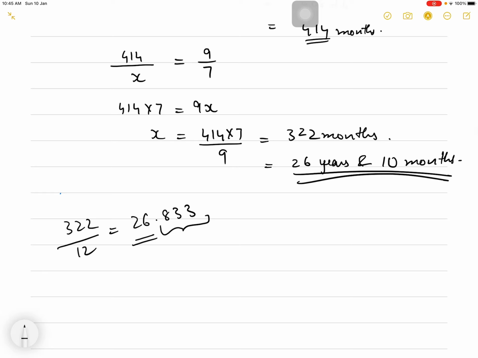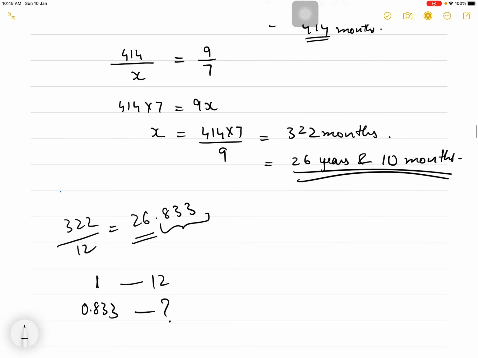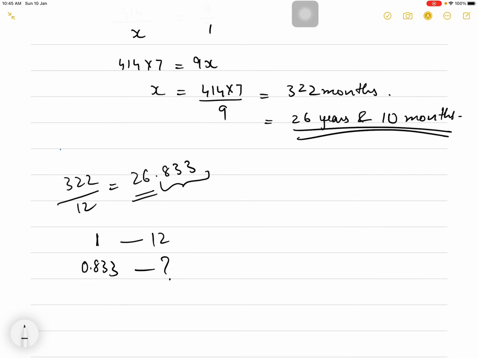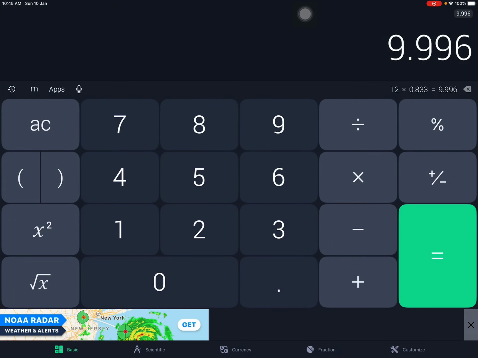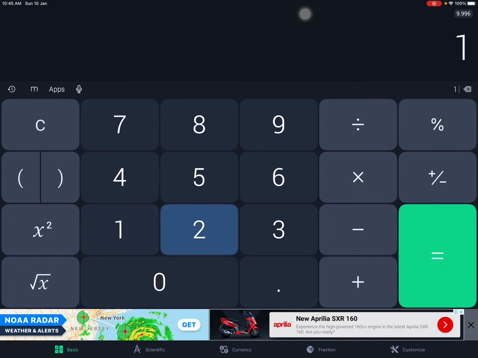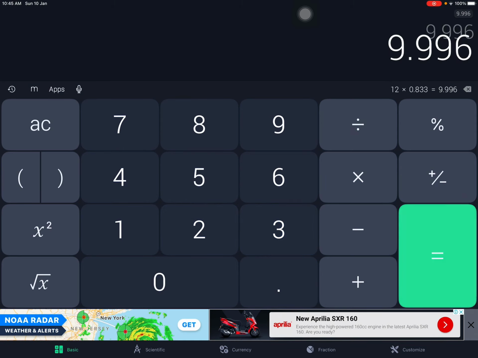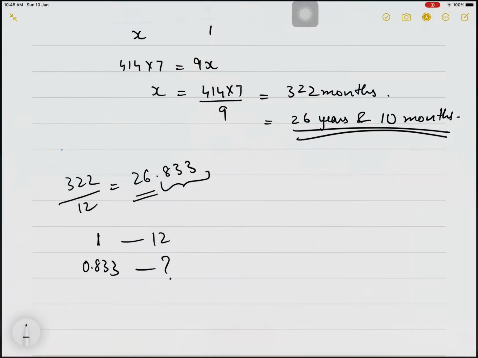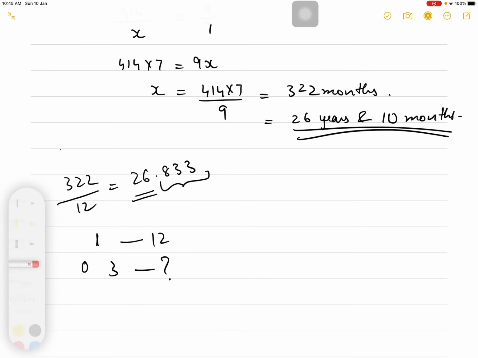0.833 is how many months, right? You have to find out that. So if 1 year is 12 months, 0.833 is how many months? So what do you do? 12 into 0.833. When you do 12 into 0.833, you get 9.996, that is 10. Okay, so 10 months. That is one way to do it.